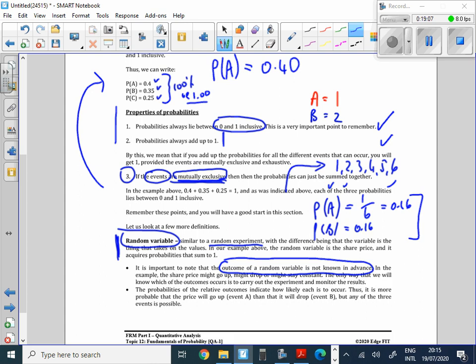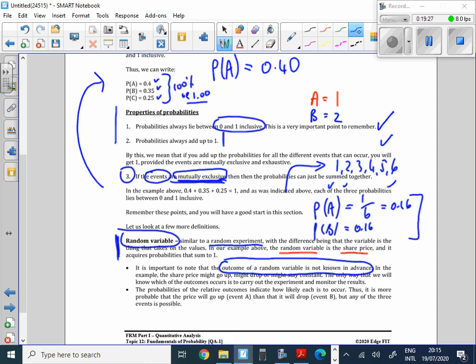If we're going to define the random variable, like we're saying over here, guys, so important, the random variable is the share price. If we're going to call the random variable the share price, of course we don't know what it's going to be up front. Why? Because it could go up, it could go down, and it could stay the same.